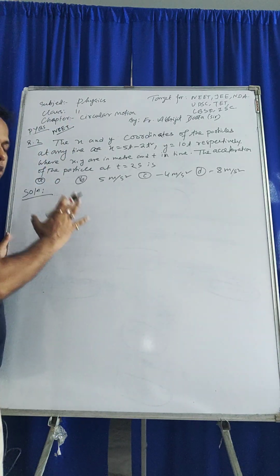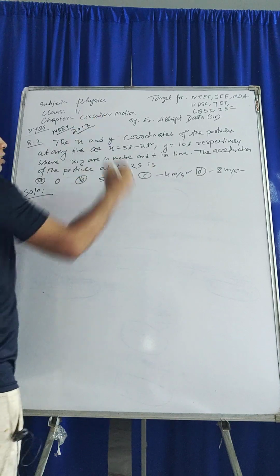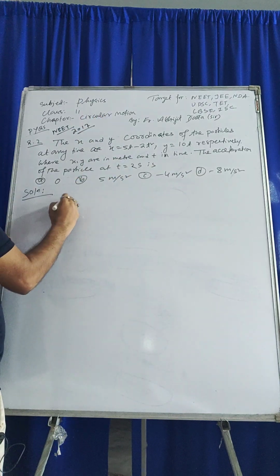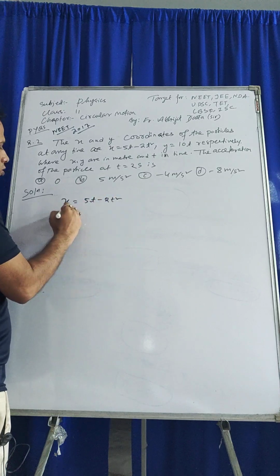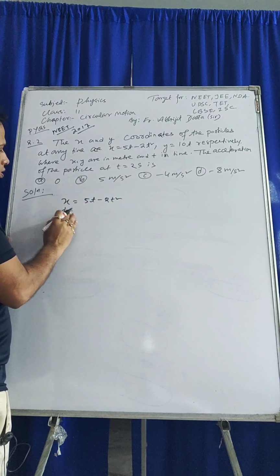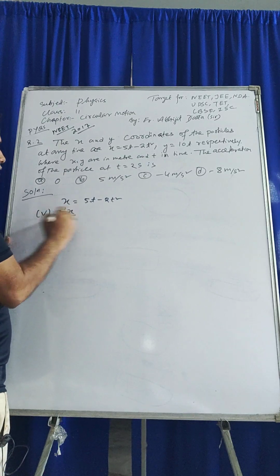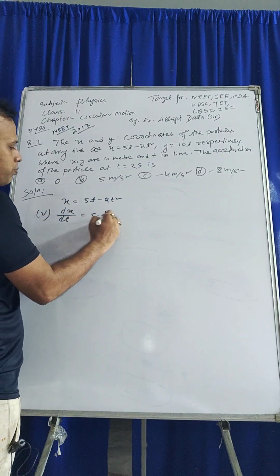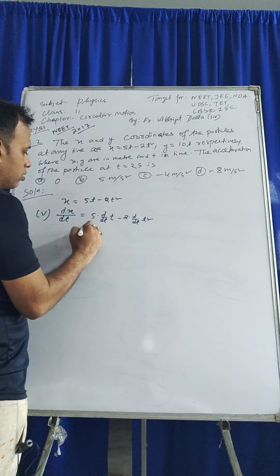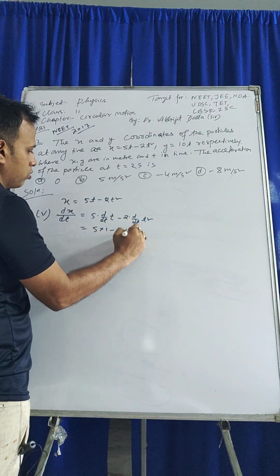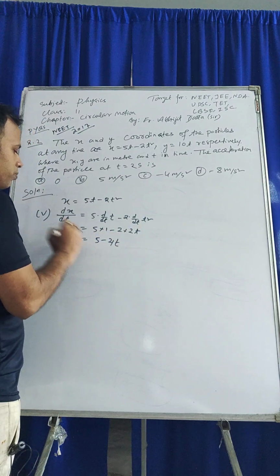Four options are given. Which option is correct? We have to find out. And this question came in NEET 2017. So first I write x is equal to 5t minus 2t square. If I differentiate this one, we will get the velocity. So it will be 5 into d by dt of t minus 2 into d by dt of t square. So 5 into 1 minus 2 into 2t. So 5 minus 4t, it will be the velocity.